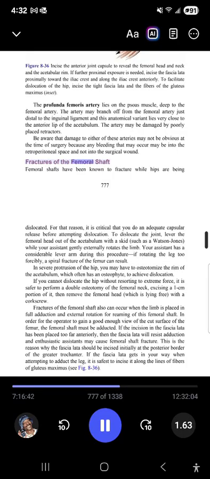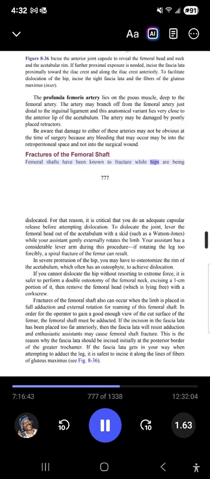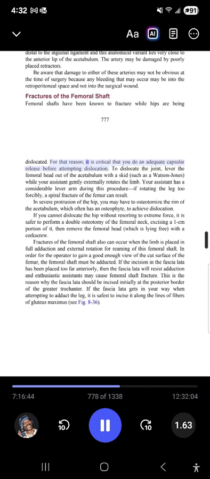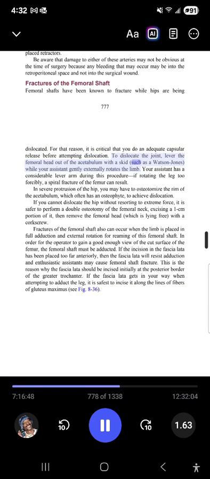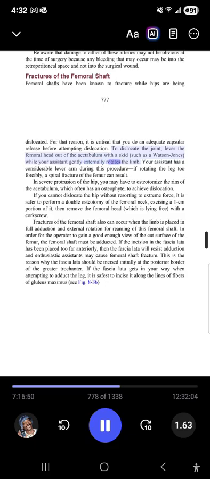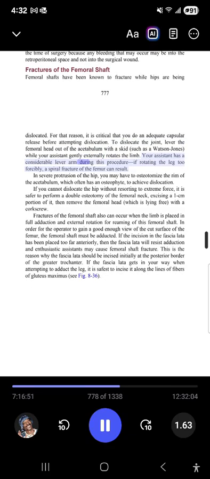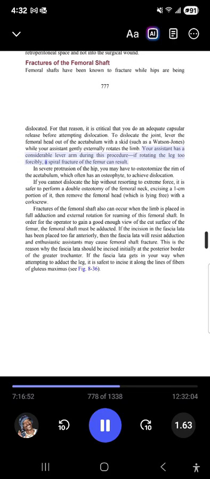Fractures of the femoral shaft. Femoral shafts have been known to fracture while hips are being dislocated. For that reason, it is critical that you do an adequate capsular release before attempting dislocation. To dislocate the joint, lever the femoral head out of the acetabulum with a skid such as a Watson-Jones while your assistant gently externally rotates the limb. Your assistant has a considerable lever arm during this procedure. If the leg is rotated too forcibly, a spiral fracture of the femur can result.